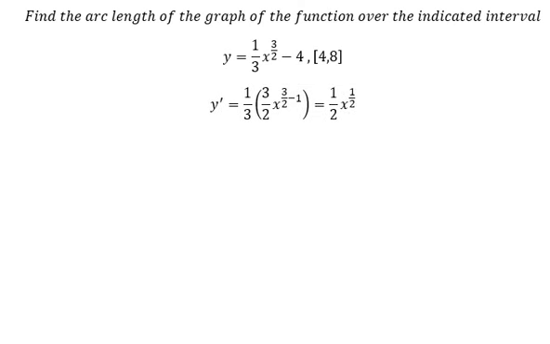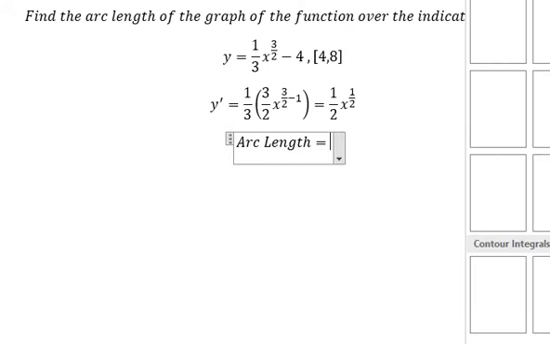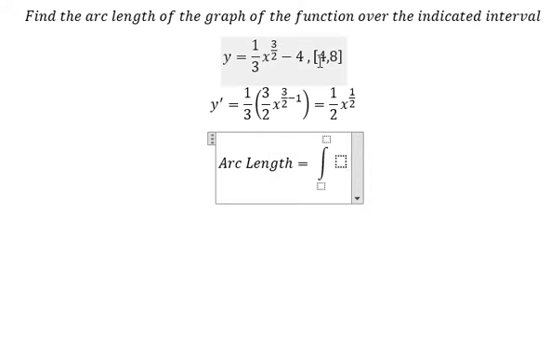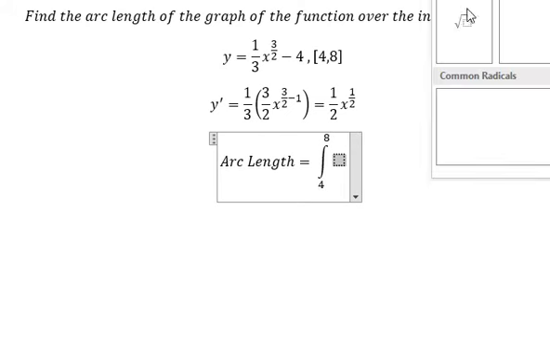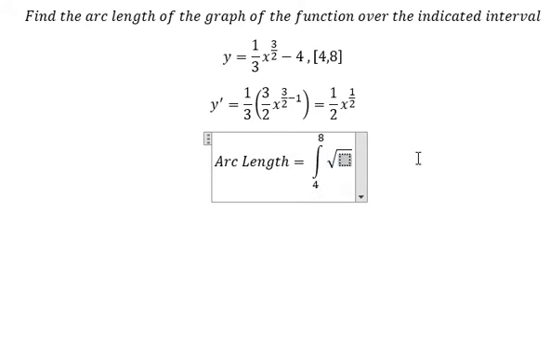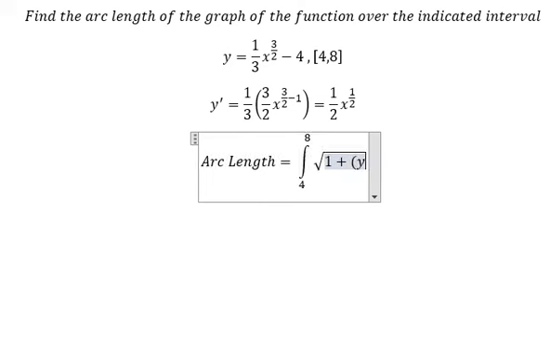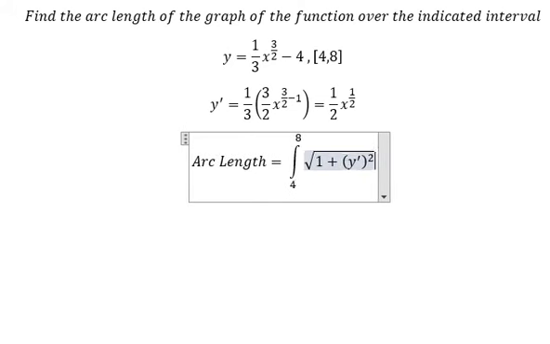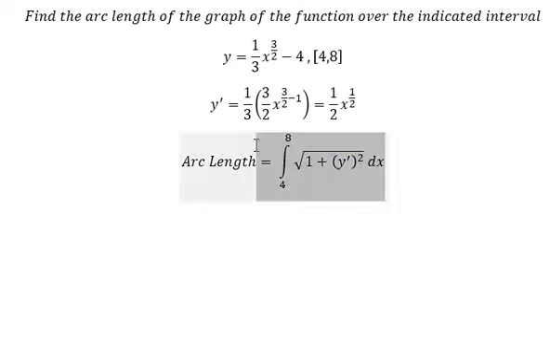Now we apply the formula to find the arc length. So we have the integral. We have number 4, we put in here. We have number 8, we put in here. And we have the square root, and we have 1 plus first the derivative of the function to the power of 2 ds.